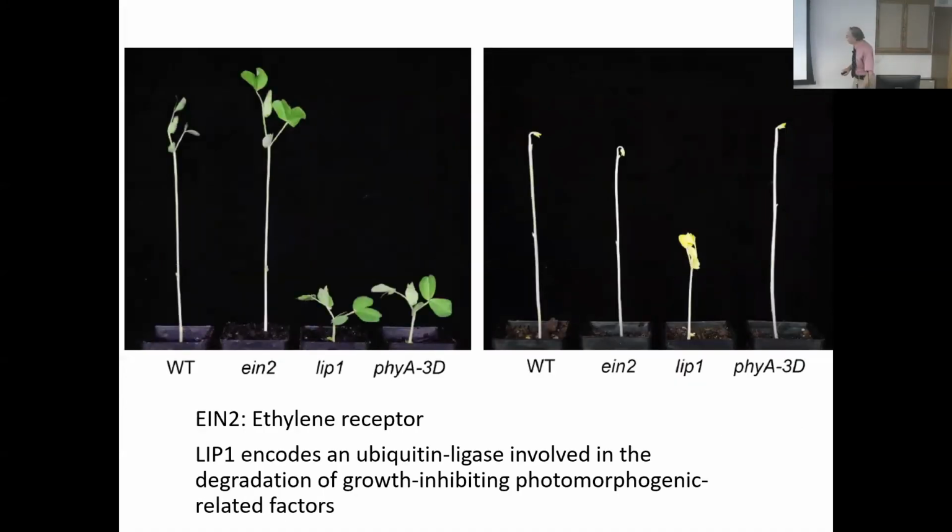Here are some more mutants. These all come from Jim Weller, who has great fun getting all these mutants. This one, by the way, is in the light. This is in the dark. This one, EIN2, is an ethylene receptor mutant. There it is in the light and the dark. This one is involved in ubiquitin, which is the degradation of various signal transduction components. And the last one is a phytochrome mutant.